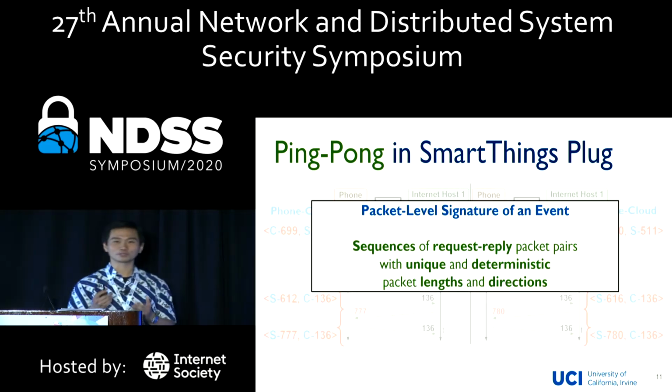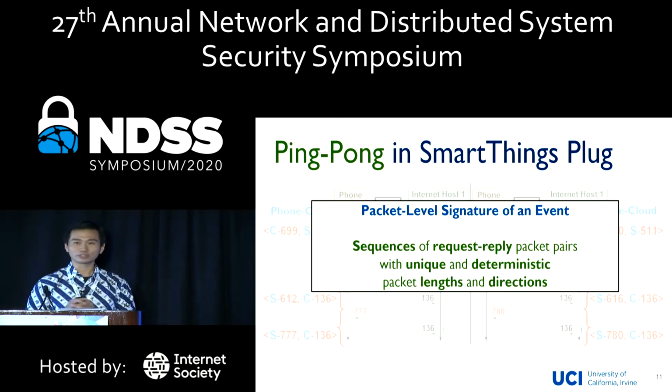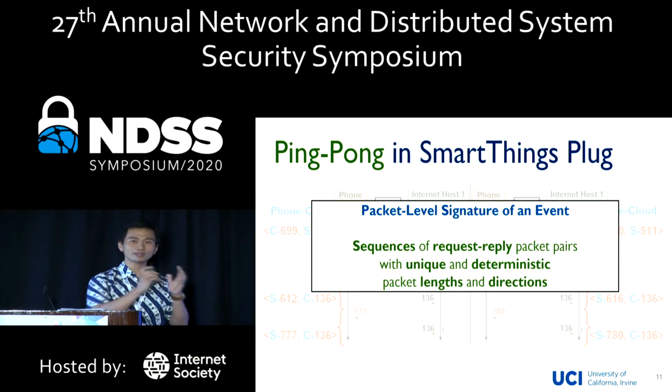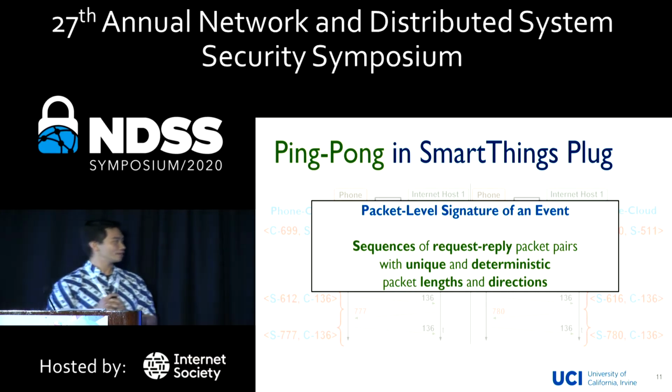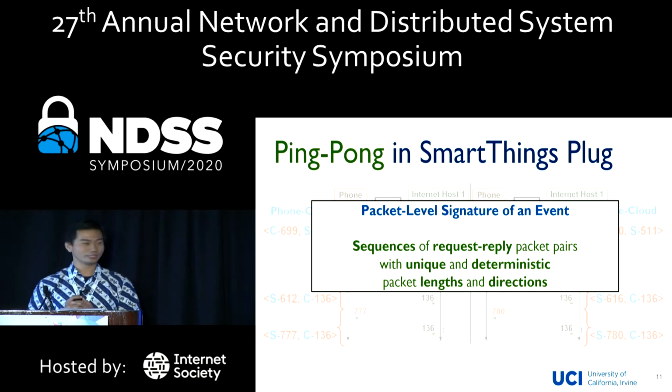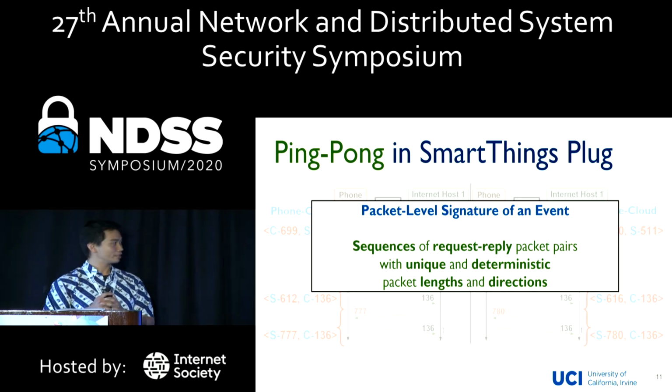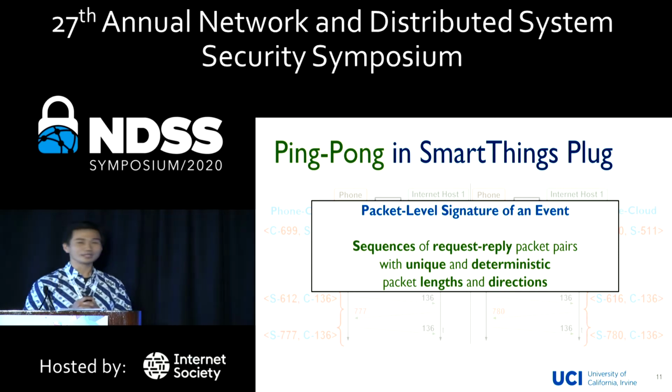So thus far, we have observed the packet-level signature of an event, which is one or more sequences of packets. And in each sequence, we can find one or more request-reply packet pairs with unique and deterministic packet lengths and directions.